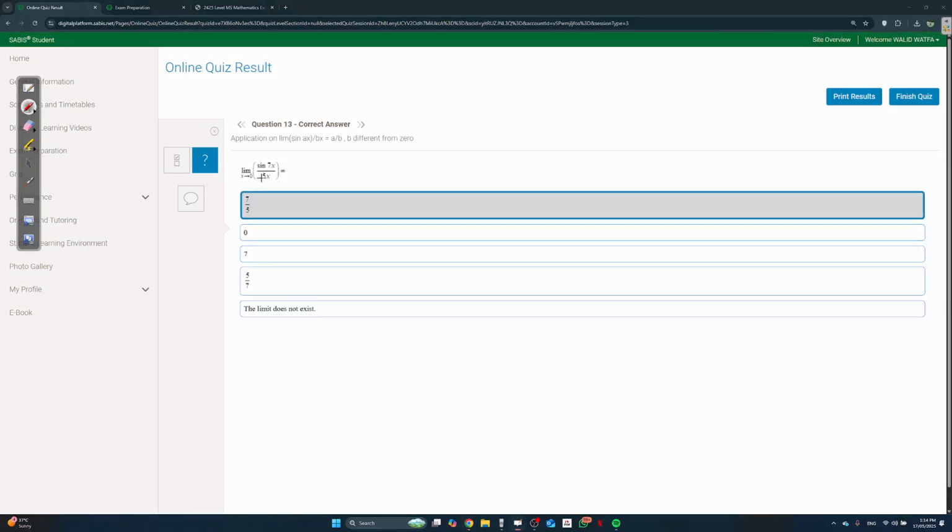Over here, same thing, our rule of sine. What do you do whenever you see sine or tan? Multiply what's up divided by what's down. So 7 over 5. That's pretty much it.